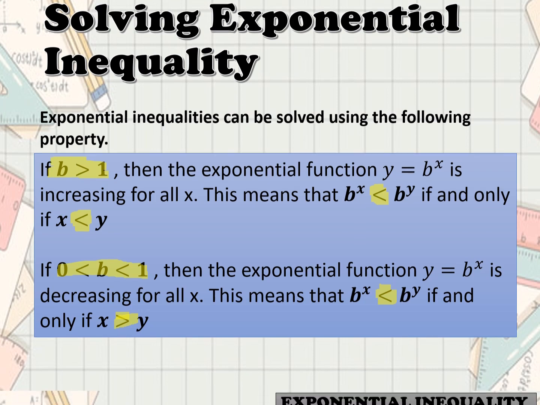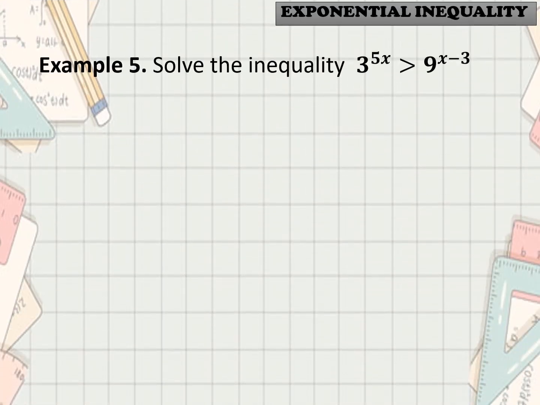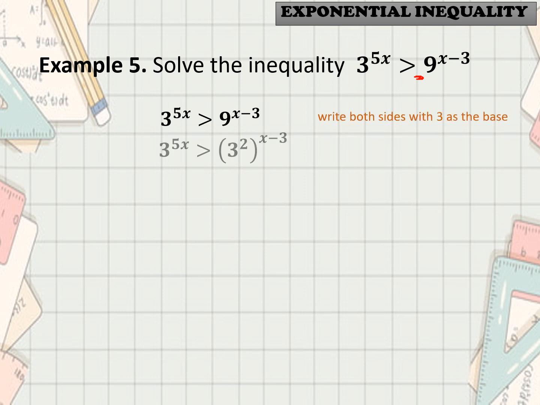So, let's have an example. Solve the inequality 3 raised to x is greater than 9 raised to x minus 2. Okay, so dito, kailangan same base din sila. So, si 9, i-rewrite natin yan as base 3. So, pwede natin siyang gawin as 3 raised to 2 or 3 squared. So, 3 times 3 is 9. Okay, so kapag same base na sila, kunin na lang natin yung mga exponent.